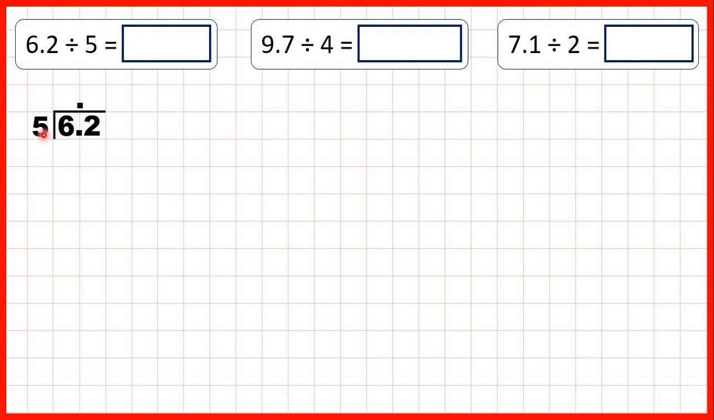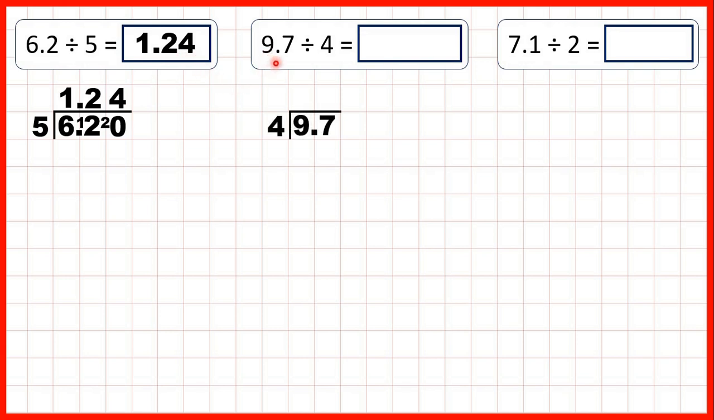Now 6 divided by 5 is 1 remainder 1, but then we get 12 divided by 5 in the tenths, and 12 divided by 5 is 2 remainder 2. So what we need to do is extend our dividend with a 0 so that we have a digit to write the 2 in front of. And we can do that because 6.20 is the same as 6.2, so we haven't changed the question. But now we can divide 20 by 5, and that's 4, so our answer is 1.24.